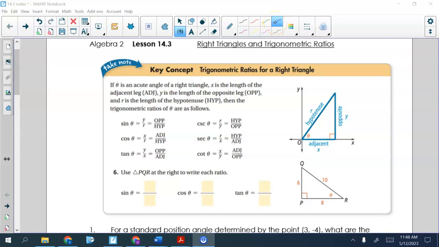14.3 notes, right triangles and trigonometric ratios. So we've been talking about sine, cosine, tangent, and their reciprocal functions, cosecant, secant, and cotangent. Go ahead and use those ideas to figure out what the sine theta of this triangle is, the cosine theta, and the tangent theta. And make sure you simplify those ratios.